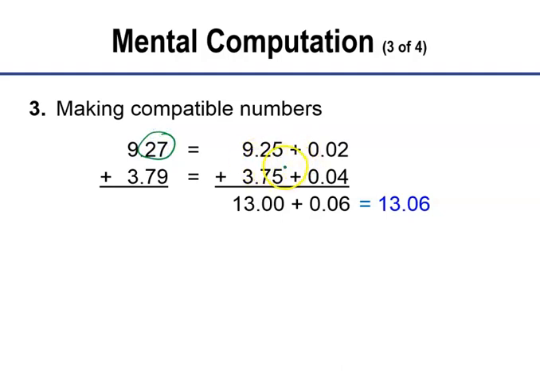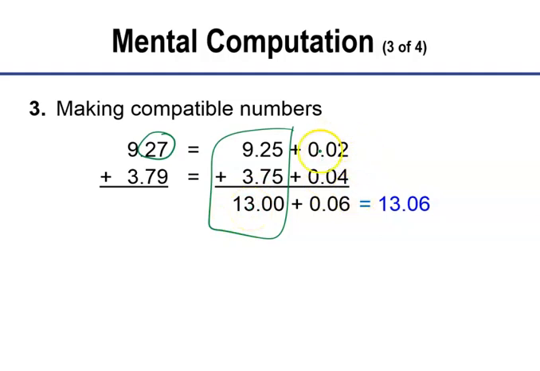as 9.25 plus 0.02. That is equal to 9 and 27 hundredths, okay? The 3 and 79 hundredths, we could rewrite that as 3 and 75 hundredths plus 4 more hundredths. Now, this calculation was easier to do. You've got 9 and 25 hundredths plus 3 and 75 hundredths. Again, 100 hundredths adds to be a 1. 9 plus 3 is 12, plus that 1 is 13.